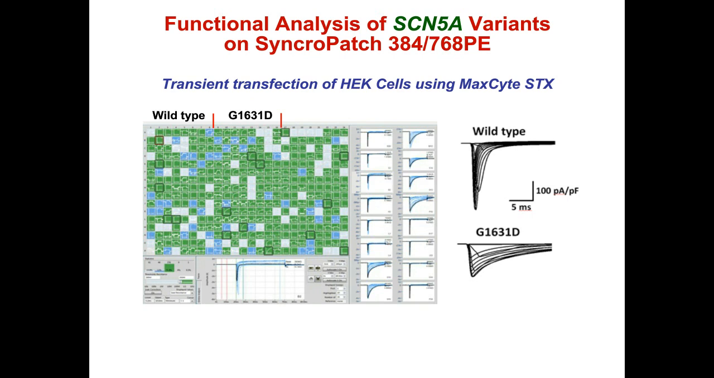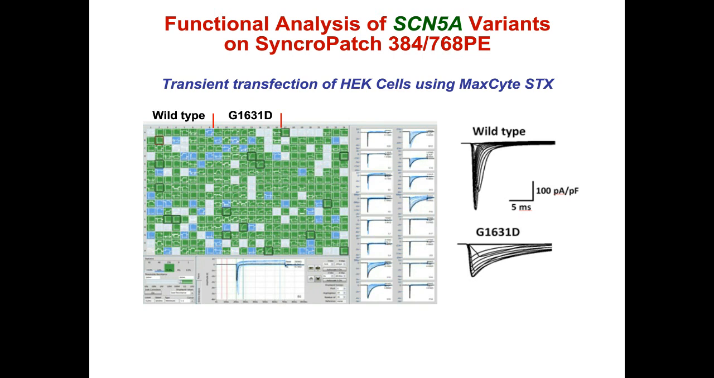summary or average current traces for both wild type and this particular mutation, G1631D, which was associated with a very malignant cardiac arrhythmia in young children. And in fact, by manual patch clamp, we were able to see this very slow inactivation time course and a large late current component, and it's really indistinguishable from what we were able to pick up in this Syncropatch recording.